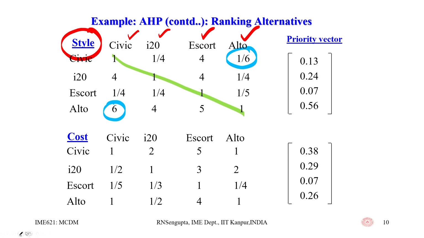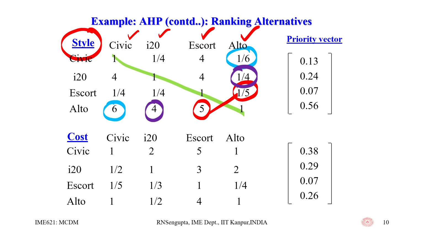Similarly, when the same decision maker is comparing Alto with Escort, he or she puts a score of, say for example, 5 and 1/5, or when that person is comparing Alto with, say for example, I-20, the person puts a weight of, I will use another color, violet, 4 and 1/4. So, look, all the values are reciprocal with each other with respect to the principal diagonal.